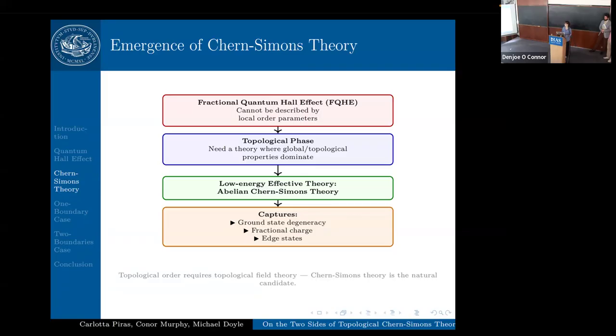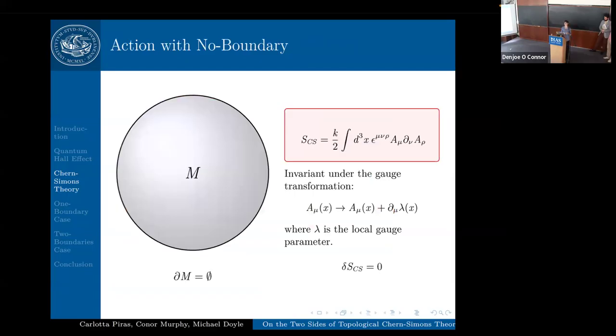And at low energies, the effective theory that is able to describe this exotic phase is the abelian Chern-Simons theory, which is indeed a topological field theory. Why Chern-Simons theory? Because simply it's able to capture all the features of the fractional quantum Hall effect. So the ground state degeneracies on non-trivial manifolds, the fractional charges of excitations, and also the presence of chiral edge states, the ones we mentioned for the quantum Hall effect. Now, let's consider the simplest case for Chern-Simons theory.